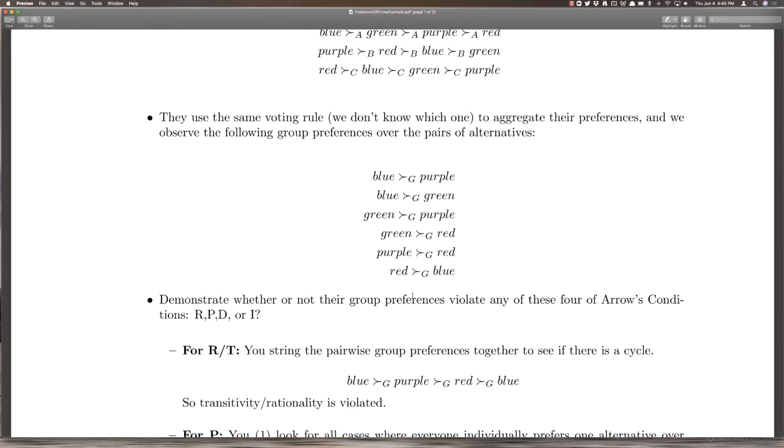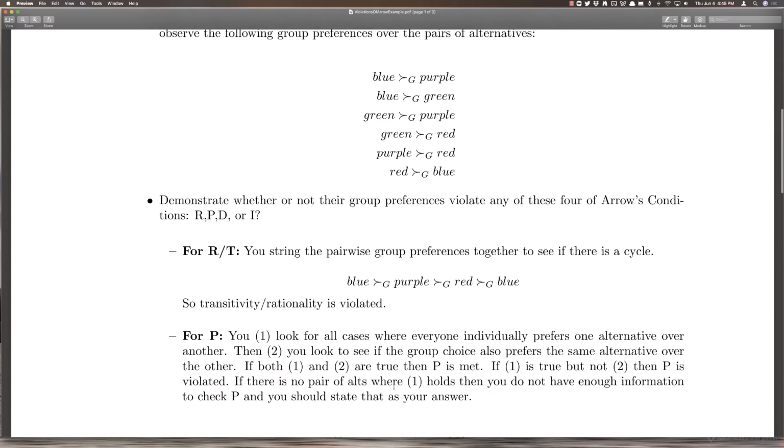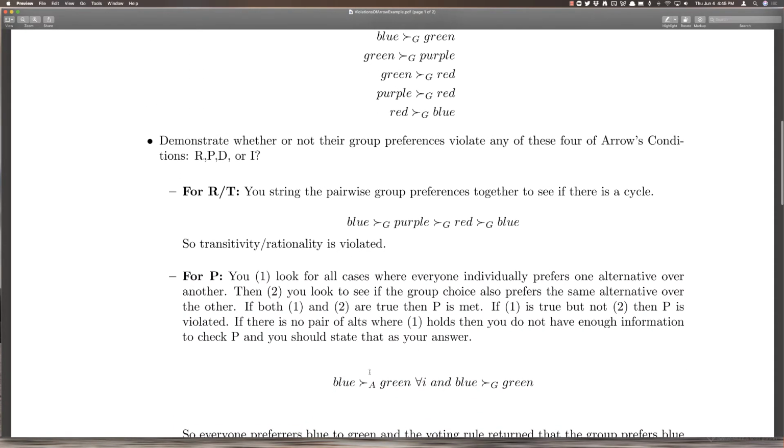There was only one where everyone preferred one to the other. So blue was preferred to green for everyone. That's what this means, for all sub i. So for all of these subscripts, everyone preferred blue to green. And the group preferred blue to green. And that was the only situation we could look at. So the Pareto criterion holds.